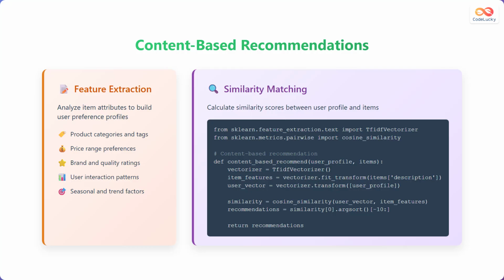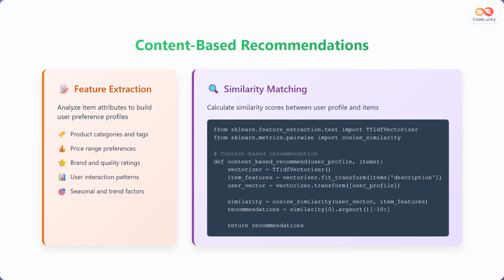Here's a sample implementation. From scikit-learn.feature_extraction.text, import TfidfVectorizer. From scikit-learn.metrics.pairwise, import cosine_similarity. Then define a function content_based_recommend, passing in the user profile and items. Vectorizer is TfidfVectorizer. Item features is vectorizer.fit_transform on item's description. User vector is vectorizer.transform passing in the user profile. Calculate the similarity using cosine similarity, passing in the user vector and item features.